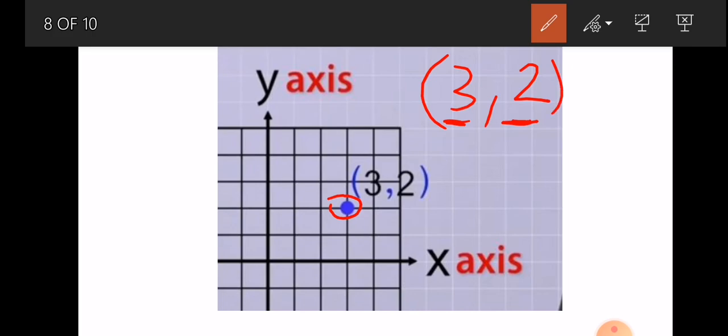So at any time, keep it as a general rule: if you have ordered pairs, the first number is x, the second number is y. X is horizontal, y is vertical. So go right 3, then up 2. So remember it: right, up. If I want to locate or place any point on the coordinate plane, how can I go? Right, then up.